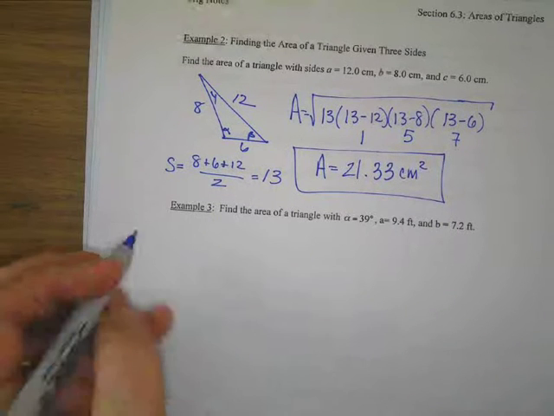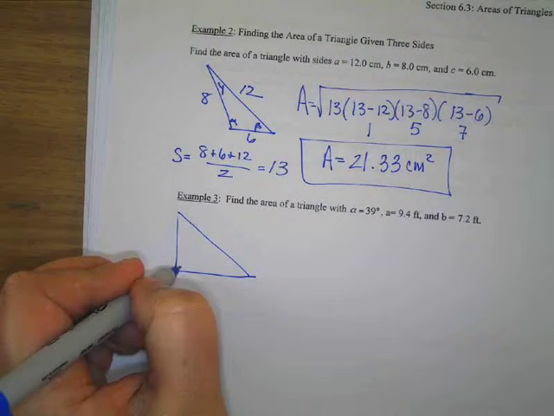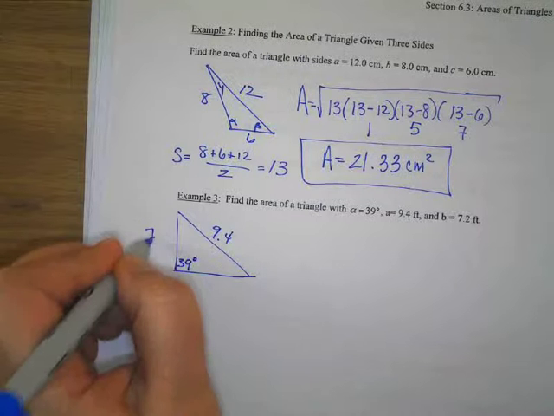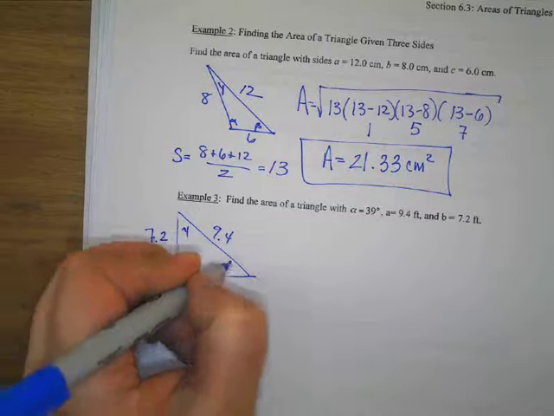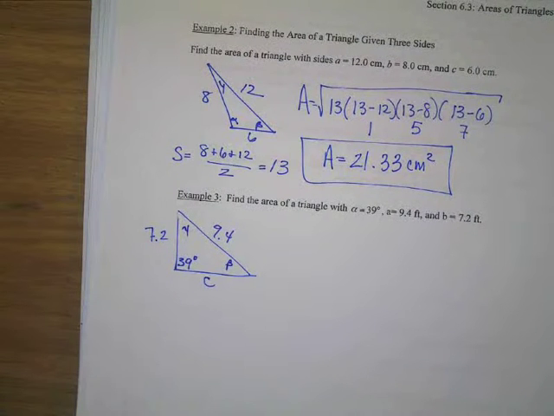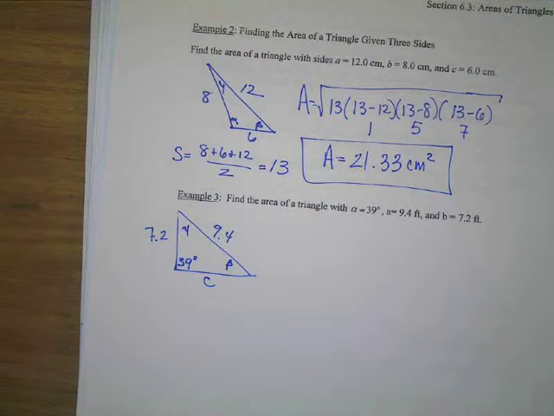Example 3. So 9 degrees, 9.4, 7.2. All right, not quite there. I don't have side-angle-side, and I don't have the 3 sides. So let's just start finding stuff we can find. What can we find? I can't find it yet. I know I drew it like a right triangle, but it's not. Sine 9 over 9.